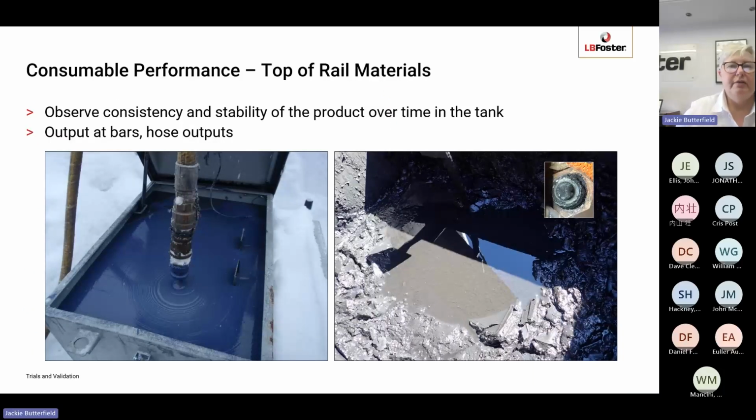Also, top of rail materials you need to monitor, particularly consistency and stability over time in the tank. So you can see on the right an extreme where the product has degraded and has separated, and obviously this is going to have a big effect, not just on the bars, but also on the operation of the pump. So you may find that your pump is starting to fail or seize because of poor product stability.